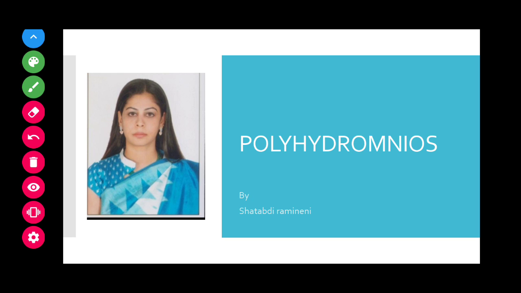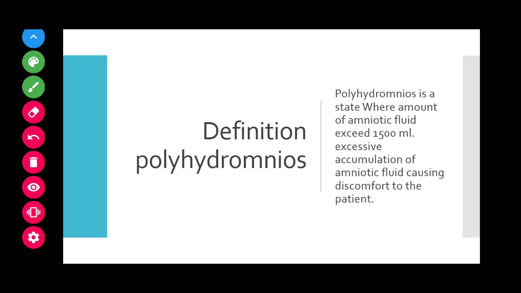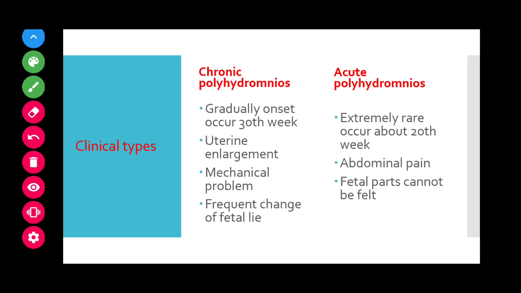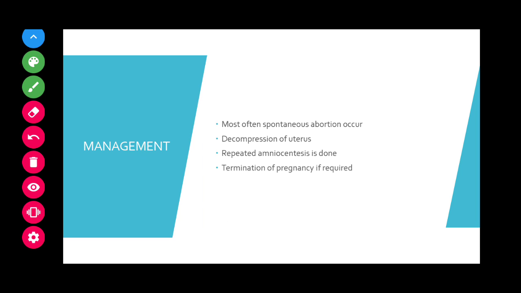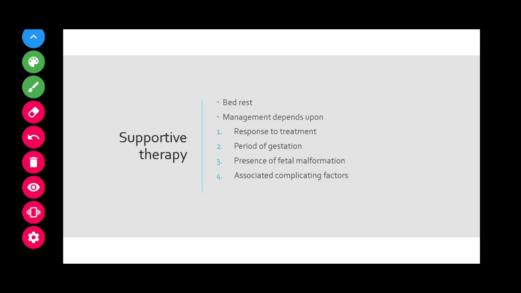Let's have a quick summary about polyhydramnios. Polyhydramnios is a state where the amniotic fluid exceeds 1500 ml, and the etiology is due to fetal anomalies, maternal causes, placental causes, and multiple pregnancies. Clinical types: there are two, chronic polyhydramnios and acute polyhydramnios. Management: mostly spontaneous abortion occurs, or decompression of the uterus has to be done, and repeated amniocentesis is done if the pregnancy is continuing. Termination of pregnancy if required. Supportive therapy should be given.